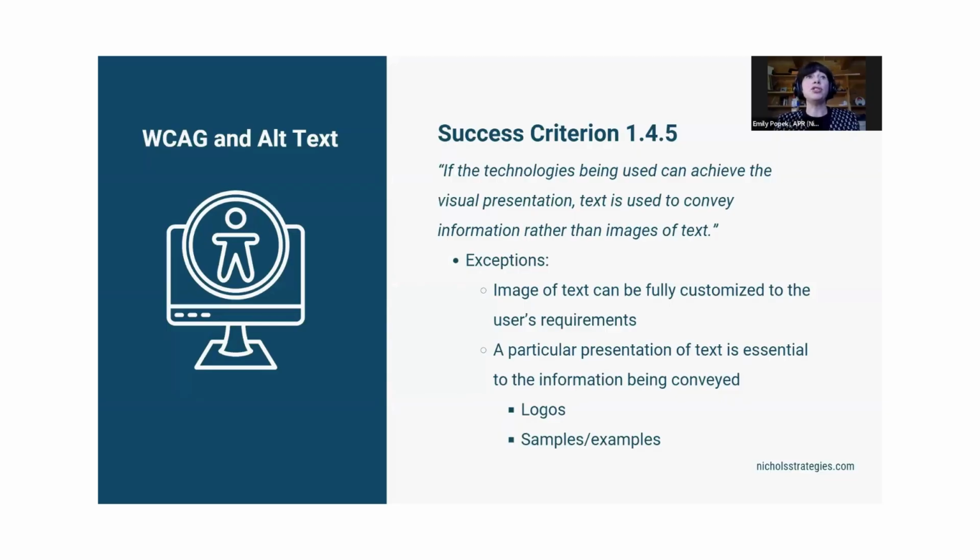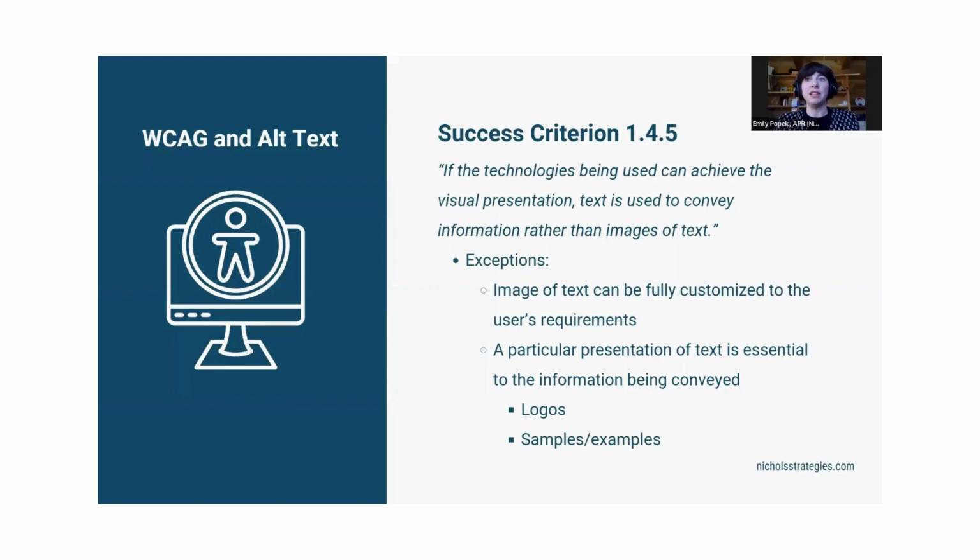Another exception would be if you were showing a sample or a visual example of something, right? A handwriting sample or a visual example of a specific font. Those would be presented as images of text because that's the point of that image, right? But then there's also times when you might want to be able to do both. You might want sighted people to see a specific visual, but you might also want to provide that same information for someone who's not sighted.